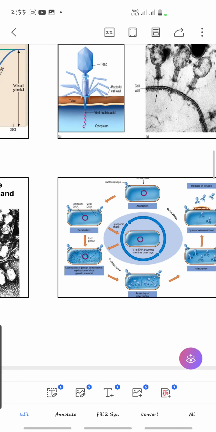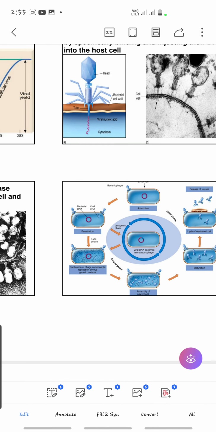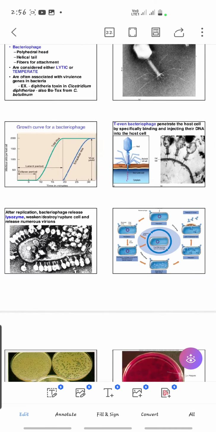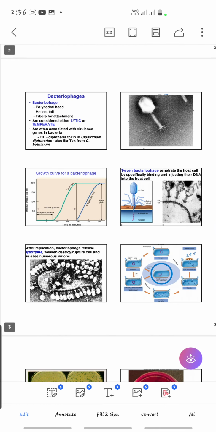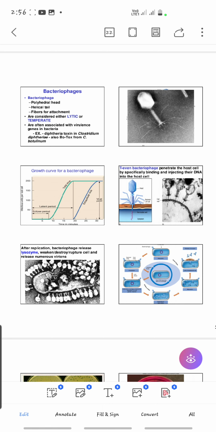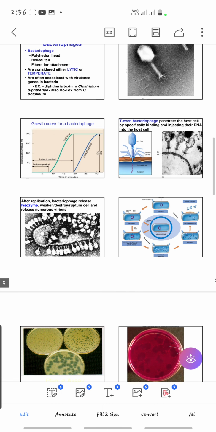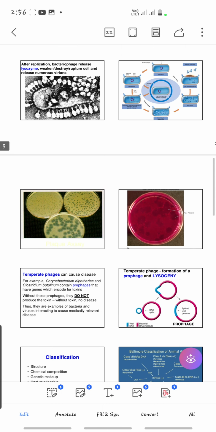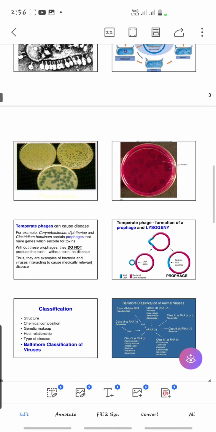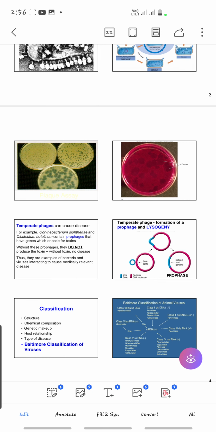So here it only shows how bacteriophages can infect or can affect or kill the target bacteria. Okay? So that explains the reference on bacteriophages. So let's move forward to another illustration. This is another way of explaining the structure of the viruses.